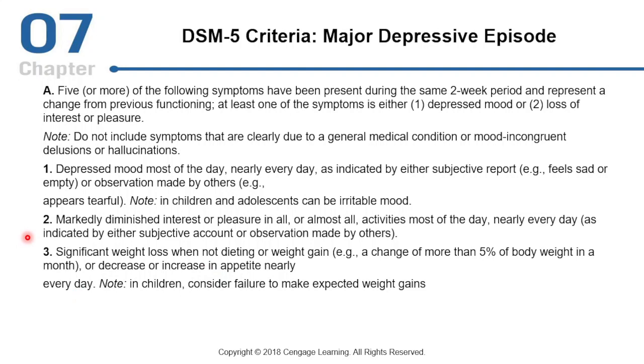Okay. Number two, so there should be a marked diminished interest or pleasure in all or almost all activities most of the day, as indicated by either subjective account or observations made by others. And then number three, significant weight loss when not dieting or weight gain. And it should be around 5% of the body weight in a month. So the increase or decrease in the appetite is seen nearly every day. With children, it should be failure to make expected weight gains kasi nga they are again in the developmental stages, in the crucial formative stages of their development. So you have to consider this for them.